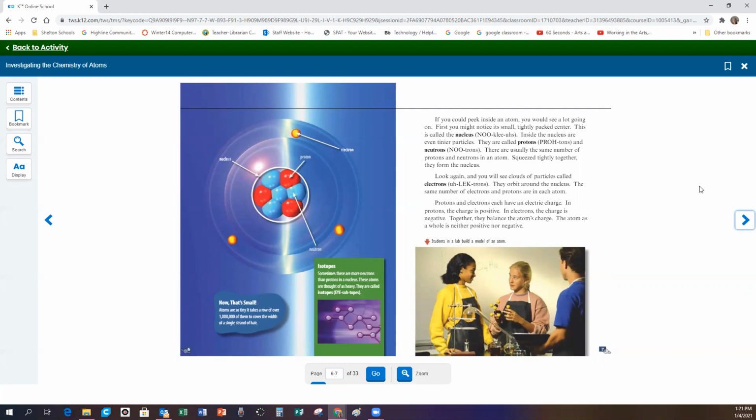Isotopes. Sometimes there are more neutrons than protons in a nucleus. These atoms are thought of as heavy. They are called isotopes.